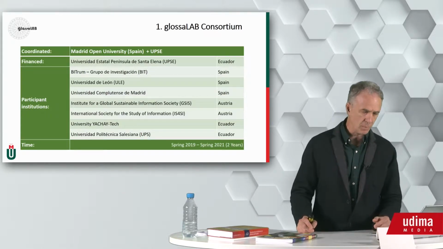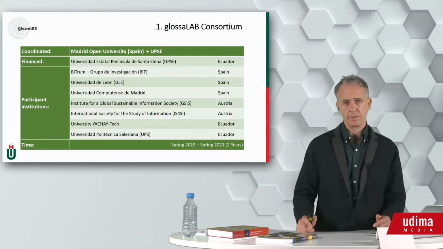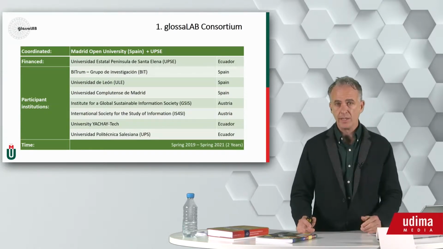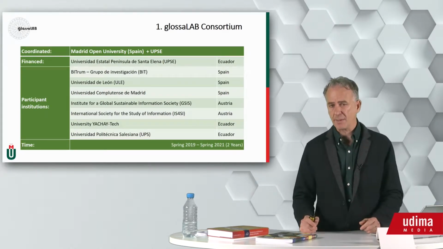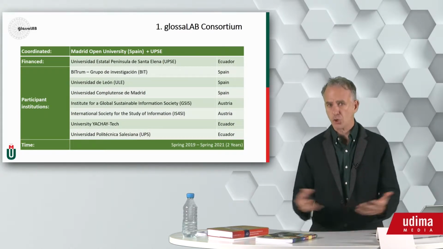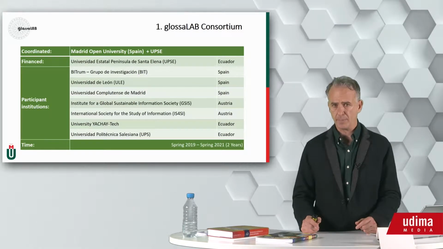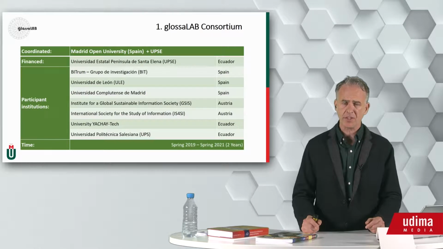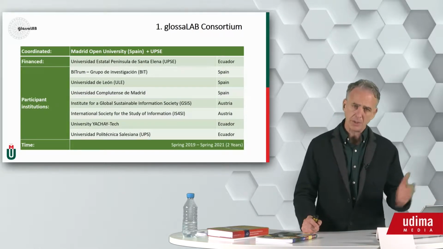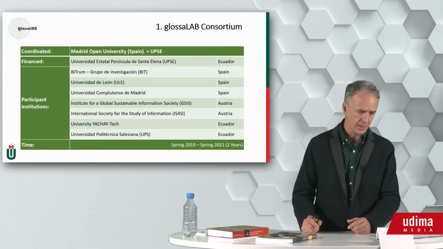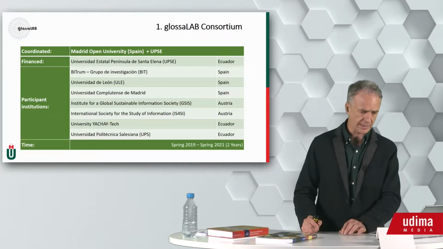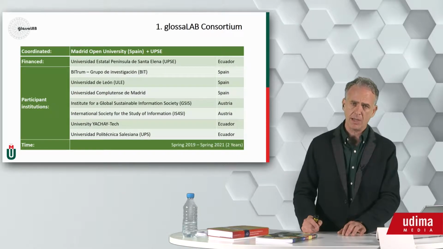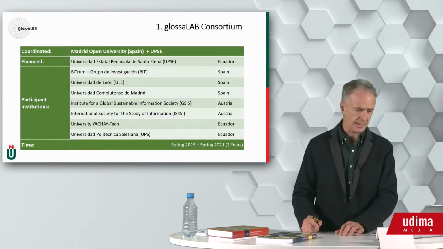The financial support comes from the University of Santa Elena in Ecuador. So in a manner, all the participants of the project are also co-supporters of the project. And these participants are, besides the two already mentioned, the Vitrum Research Group, which is also located in Spain, Universidad Complutense de Madrid, and University of León, all of them in Spain.